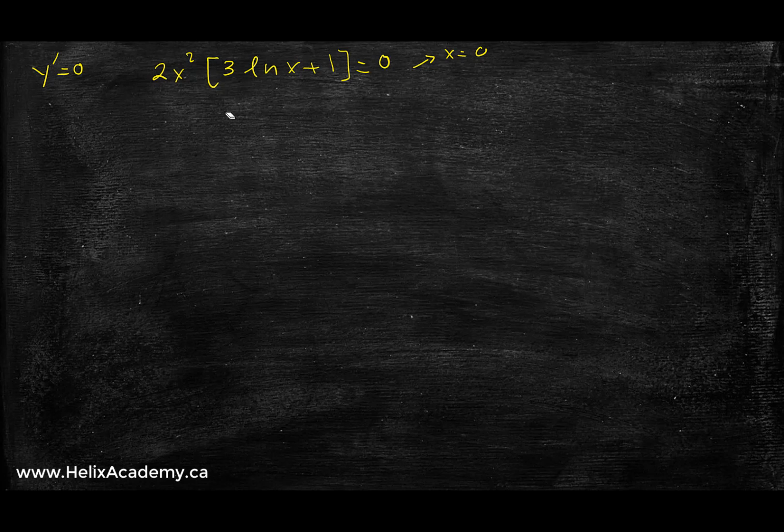And then also from the second part, we have 3 ln of x plus 1 equals 0 as well. So if I were to rearrange this, I will have 3 ln of x equals -1. And then if I want to solve for x here, I have to divide both sides by 3. Therefore, I will have ln of x equals -1/3. Okay, now how do I solve for x here?